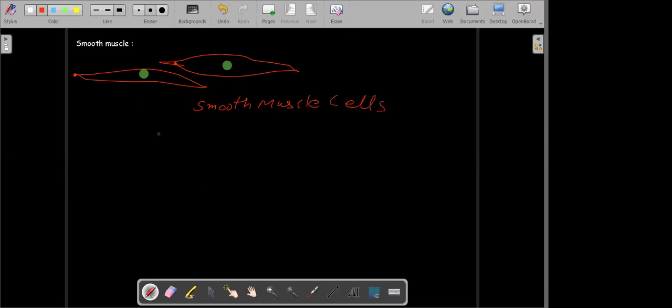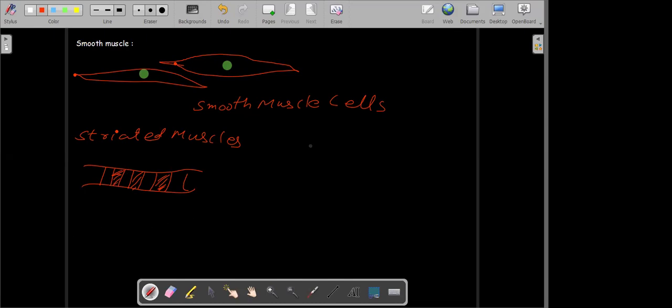Then the striated muscles. What you observe as the striated muscles is like this. You will have a muscle tissue and strips of alternate dark and white bands will be present. So these are striated muscles. They have the presence of some strips on them.